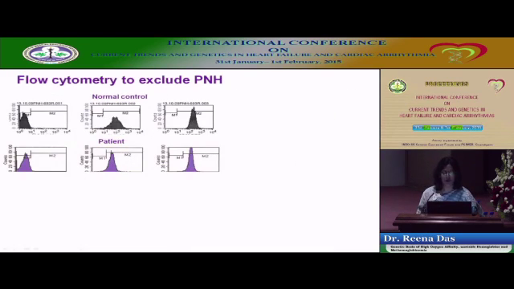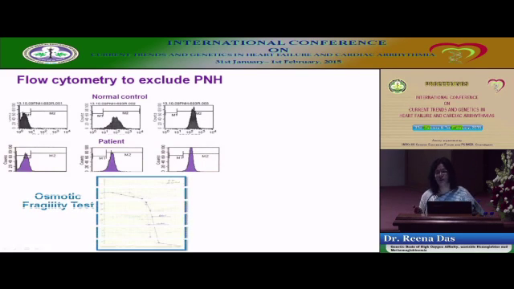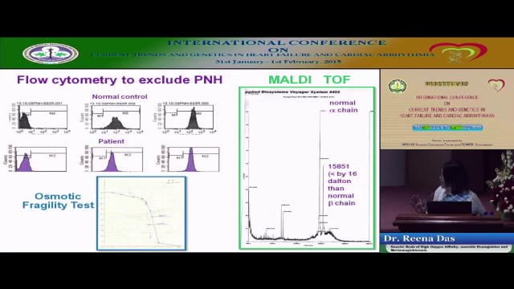So at this time we also did the flow cytometry to exclude PNH. There was a slight decrease, but it was not really very specific. We also did the osmotic fragility test simply because we had seen spherocytes in the periphery. That again showed a slight increase in the beginning, but then not very characteristic of hereditary spherocytosis or anything like that. Then at this time we had done the multi-TOF experiment, and we found that the alpha chain was normal and the beta chain had shown a decrease by 16 daltons.